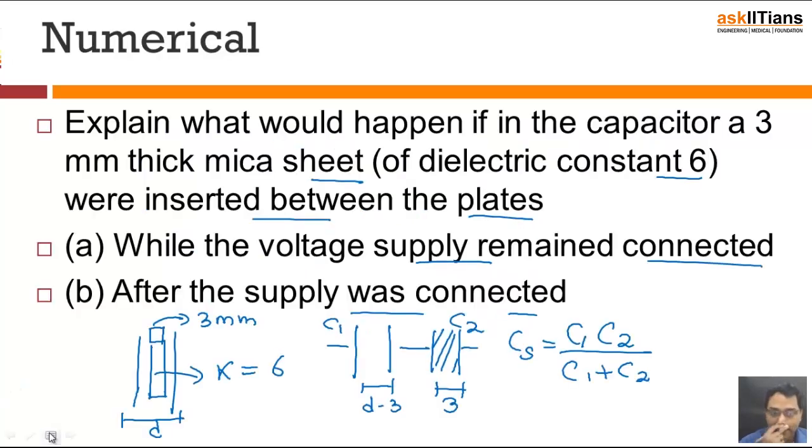Moving back, it says after the supply was connected. In this case, the charge is going to change. So you have to first find out how much the charge changed, how much was the initial value of the charges, and when you connect it next, how much potential difference is going to be produced. There are two different cases, so try to understand it in a similar way.